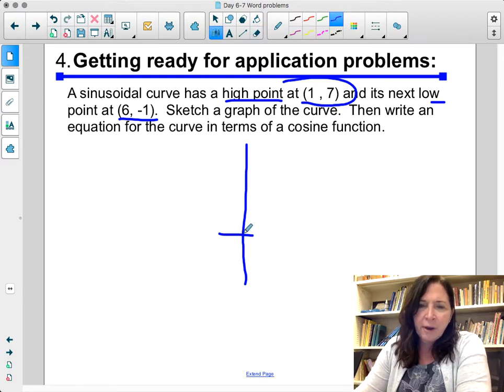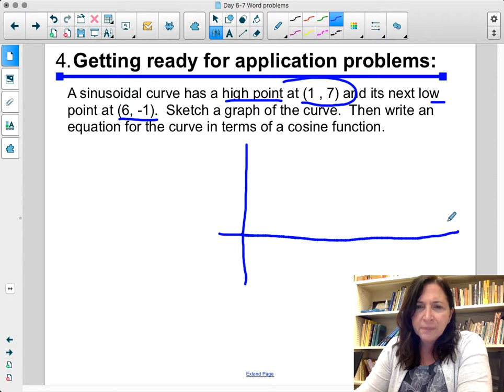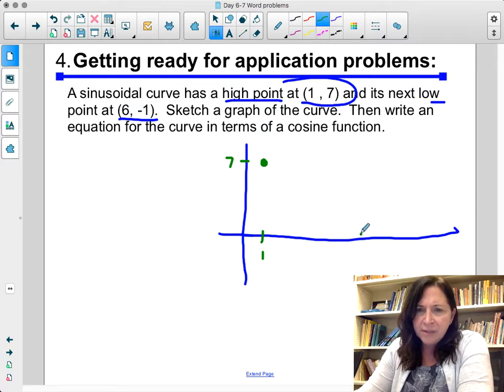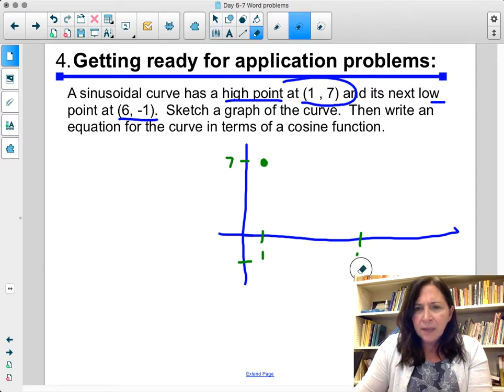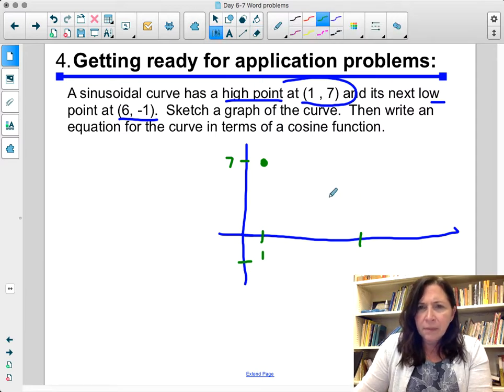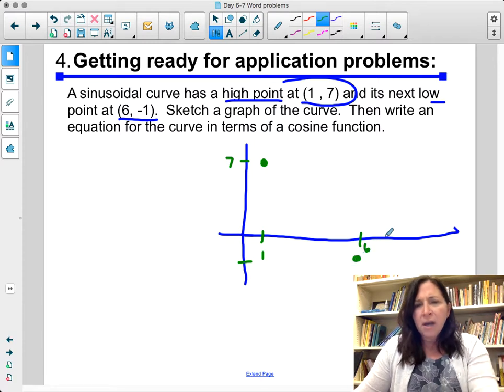So I'm going to graph my sinusoid first, (1, 7). So I'm going to go over 1, up 7. So here's this point right here. And so there's (1, 7). There's my high point. And I have a low point of (6, -1). So we'll say this is 6 here. And then -1 is here. So that value is (6, -1). So the trick here is, I'm going to put that on the side. Okay, so here's (6, -1), is this.